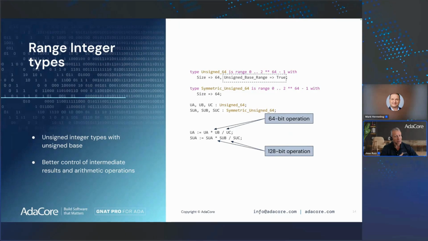Sometimes if you are in an embedded system, or in a system where you want to control the functions and the operations that are used, you want to say that, okay, I have a type that is a 64-bit type, and I want every intermediate object and every intermediate operation to act on a 64-bit type. Then you can use the new aspect, Unsigned_Base_Range, so that you force everything to happen in 64-bit operations instead of potentially 128-bit intermediate operations if you don't do it.